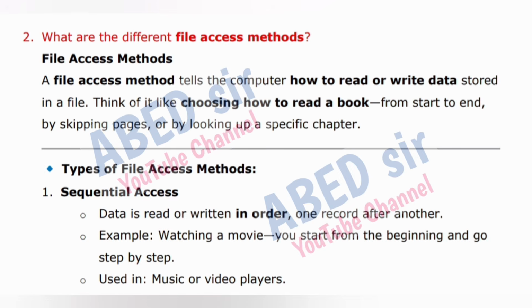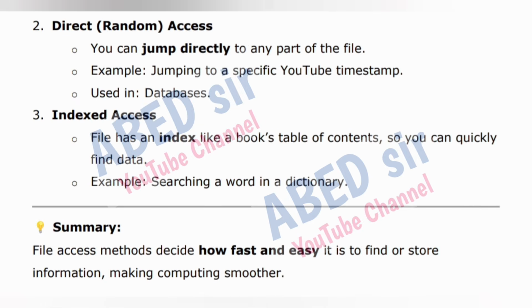1. Sequential access. Data is read or written in order, one record after another. Example, watching a movie, you start from the beginning and go step by step. Used in music or video players. 2. Direct, random access. You can jump directly to any part of the file. Example, jumping to a specific YouTube timestamp. Used in databases.